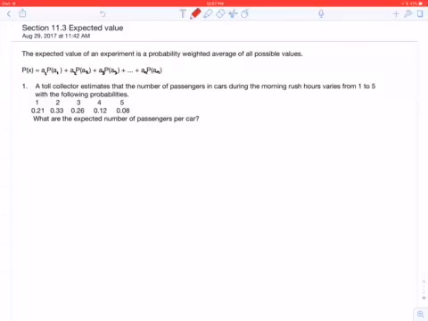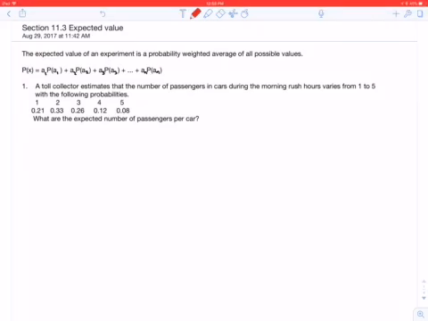The expected value of an experiment is a probability-weighted average of all possible values. To calculate the expected value for an experiment, you take each amount to be gained or lost times the probability of that amount. For the first example, a toll collector estimates that the number of passengers in cars during the morning rush hours varies from 1 to 5 with the following probabilities. We want to find the expected number of passengers per car.